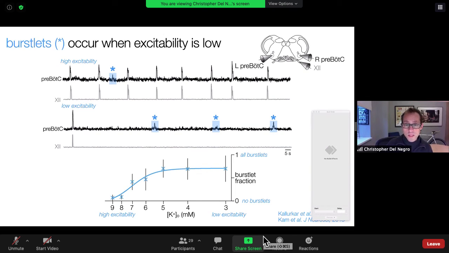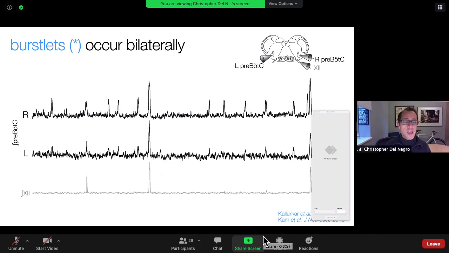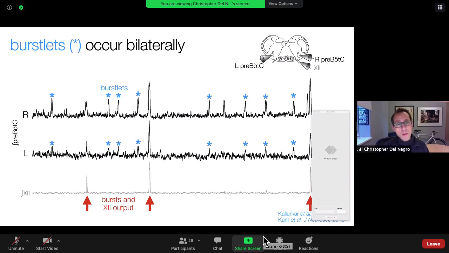So we replicated this study, but could those burstlets just be spurious? Well, to test this, we then recorded bilaterally. And what we found was that, not surprisingly, bursts in motor output were always bilaterally synchronous in the preBötzinger complex. But what surprised us was that the burstlets were also bilaterally synchronous, which suggested that burstlets were not spurious activity but in fact were coordinated activity on both halves of the preBötzinger complex, which would be consistent with it being a rhythmogenic mechanism. So is this rhythmogenic?